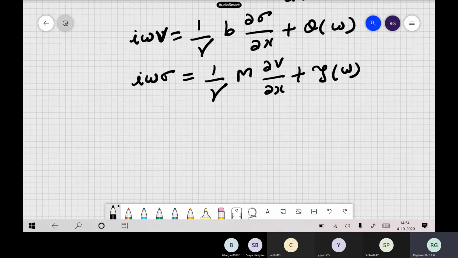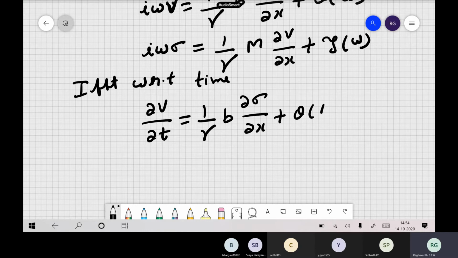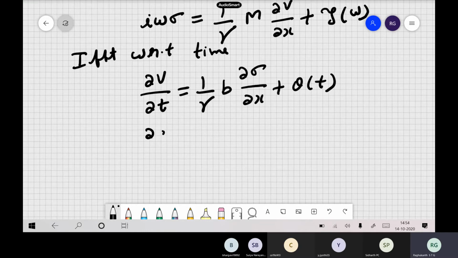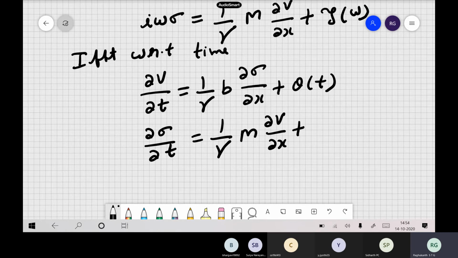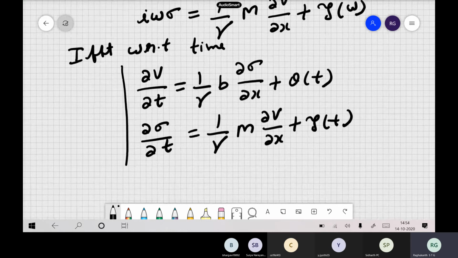Okay, so now if you take the inverse Fourier transform with respect to time, the iω terms vanish, so ∂v/∂t is equal to 1/γ times b ∂σ/∂x plus θ of t. And similarly, ∂σ/∂t is equal to 1/γ times m ∂v/∂x plus ψ of t. So these are our fundamental equations actually.